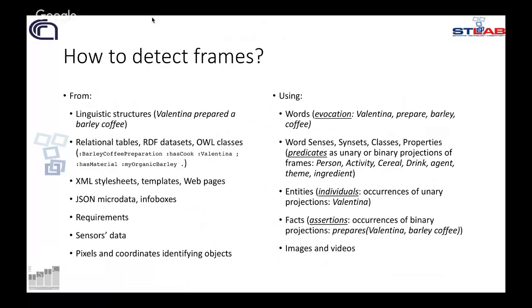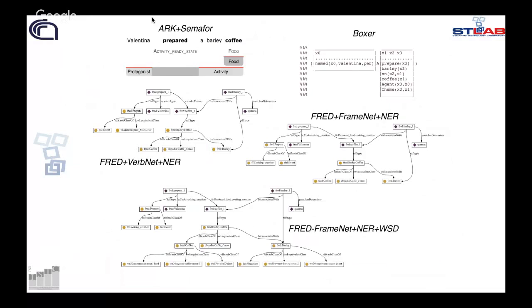And in order to do that, we can use various elements that are involved in these sources. So, for example, words, or senses and classes and properties, entities, or images and videos, and so on. So here, what I show is a sort of summary of tools and graphical representation of their outputs, of the state of the art of the tools that allow us to extract frames, in particular from natural language.